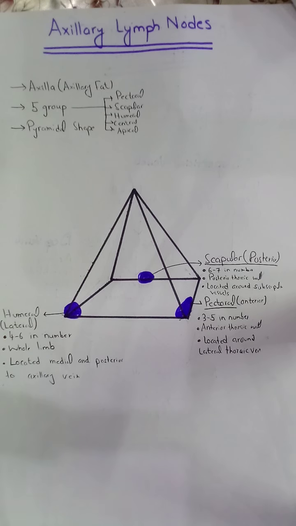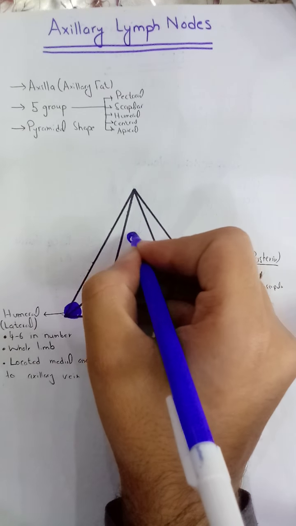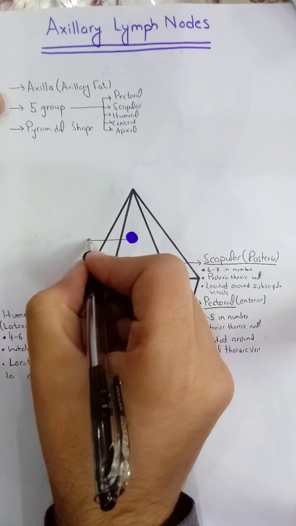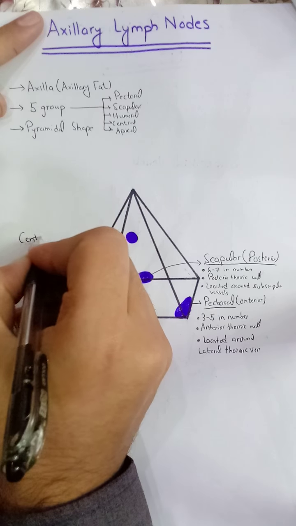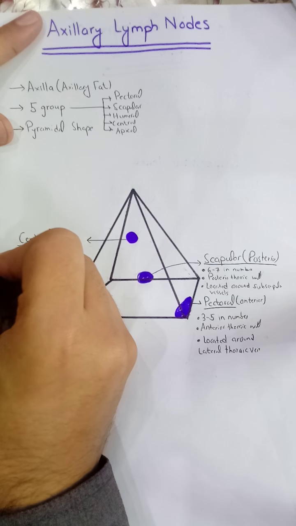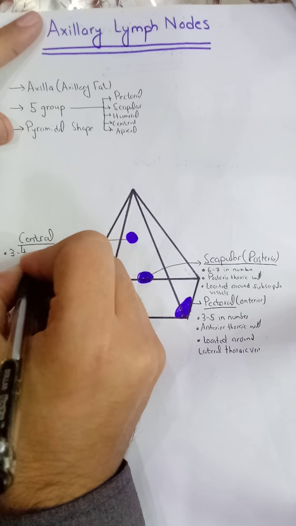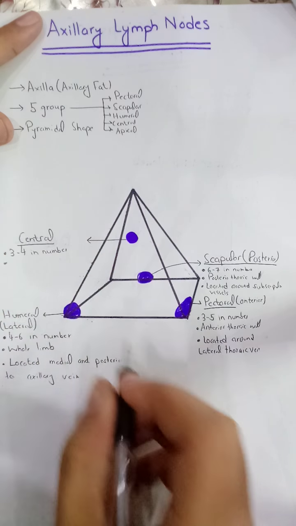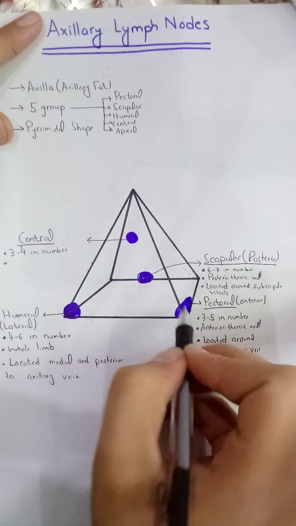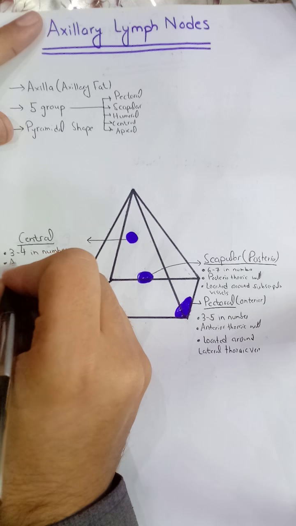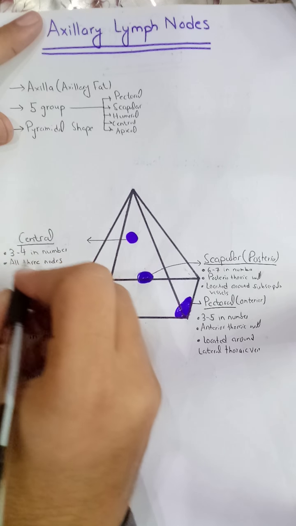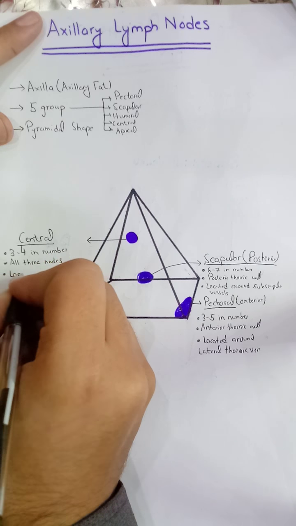Now we will move toward the fourth one, which are the central lymph nodes. They are present at the center of this pyramid, like at this point. These are the central lymph nodes, and they are 3 to 4 in number. They will receive the lymph from all these three nodes. The lymph from all these three will drain to the central, and they are located at the base of the axilla. This is their location.